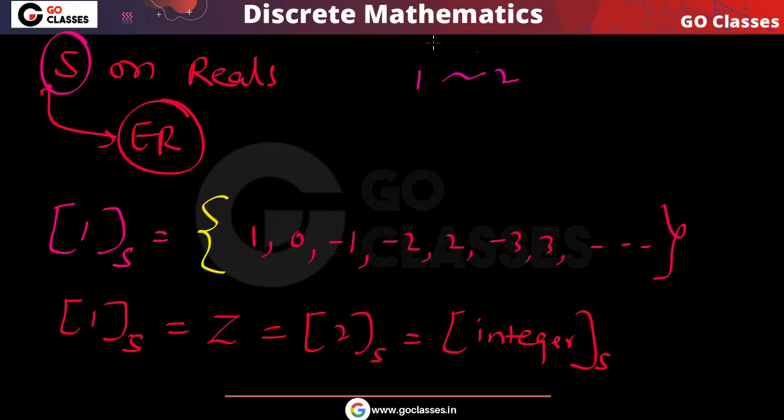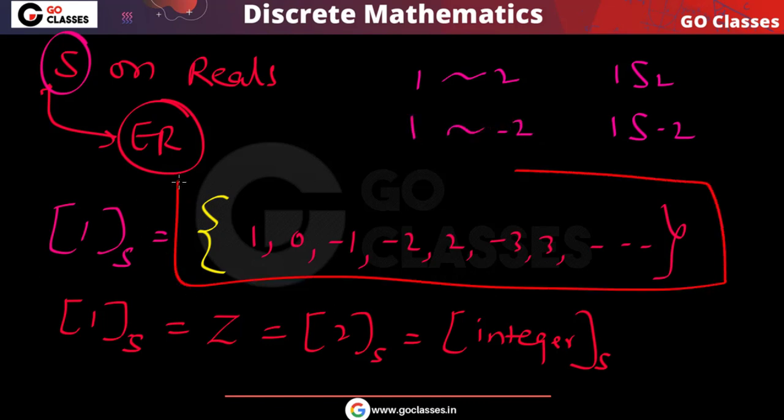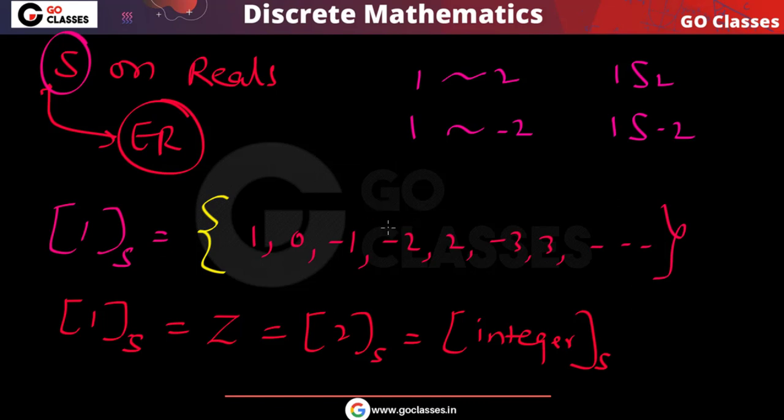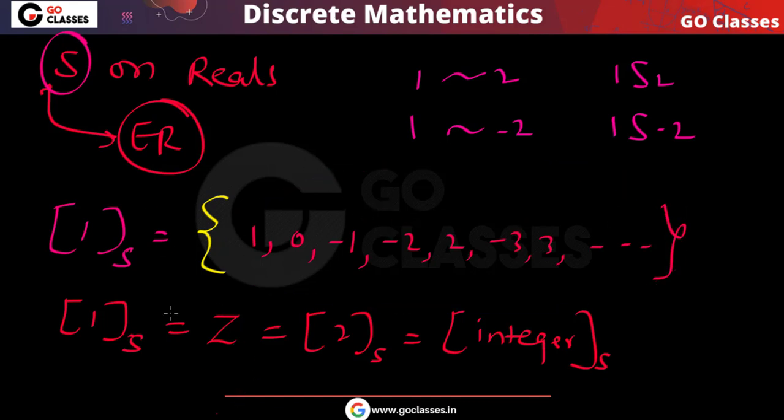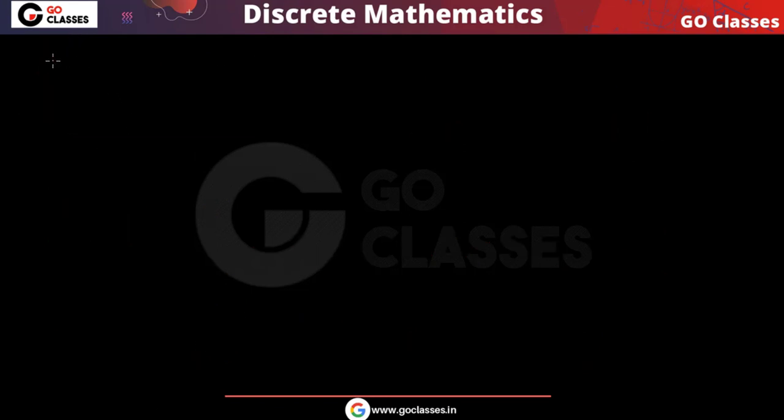Whatever integer you take, this is the equivalence class, because 1 is equivalent to 2. Why? Because 1 is related to 2. Similarly, 1 is related to minus 2, so I can say 1 is equivalent to minus 2. So this is the equivalence class of 1, also of 2, of minus 1, and of 0. For any integer you take, the equivalence class will be the set of all integers.